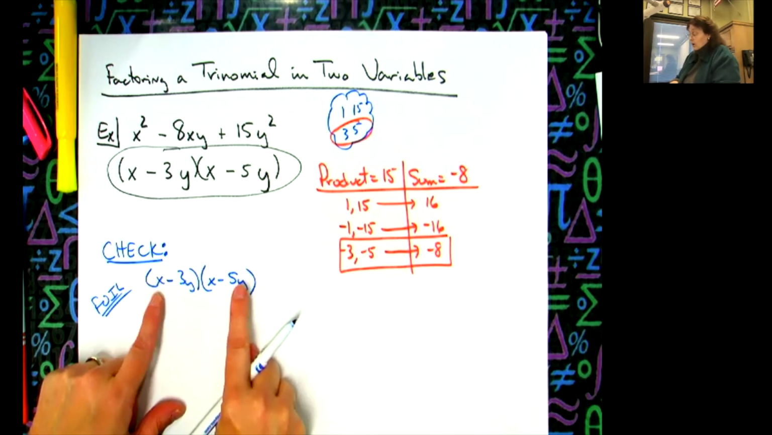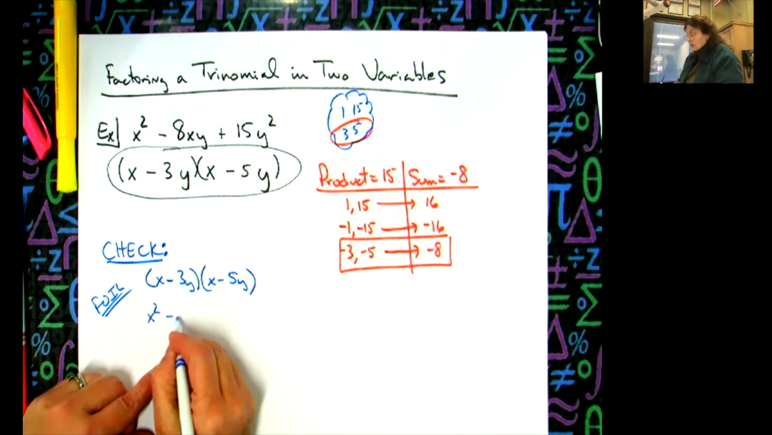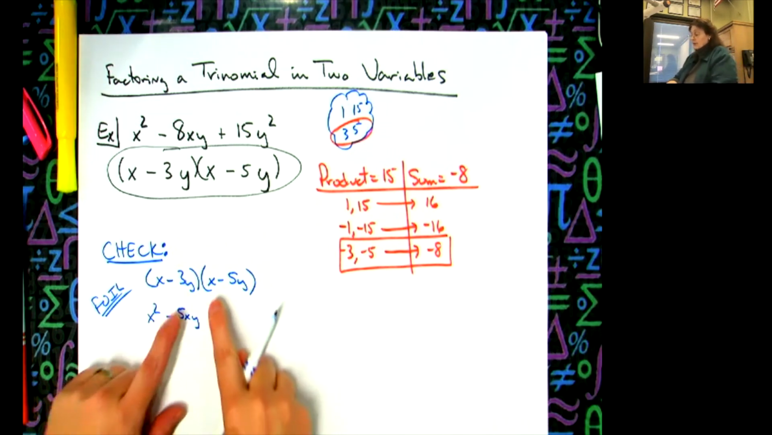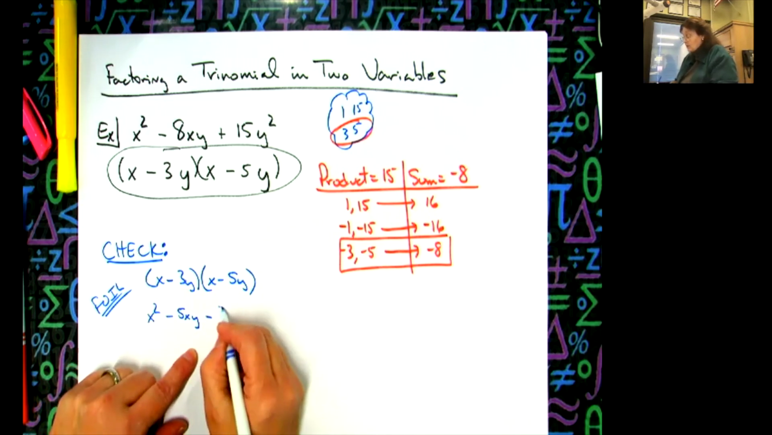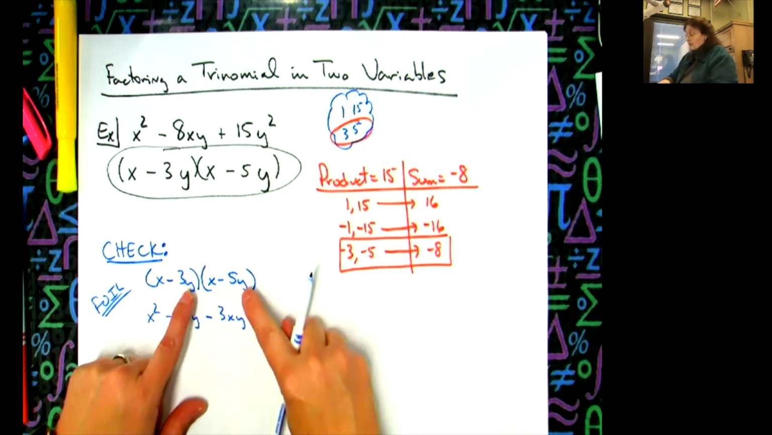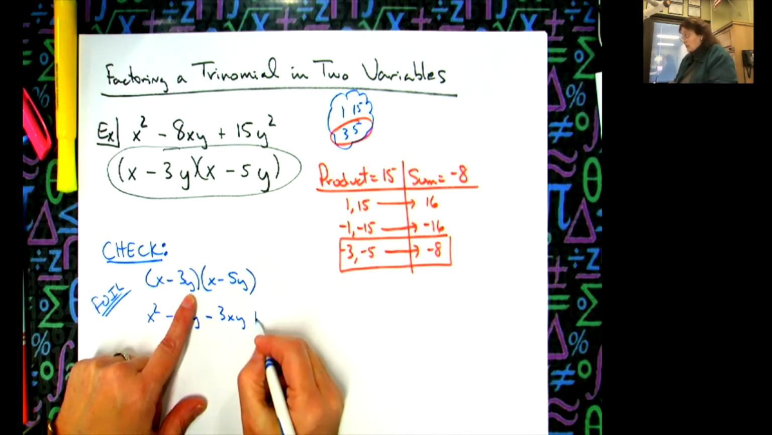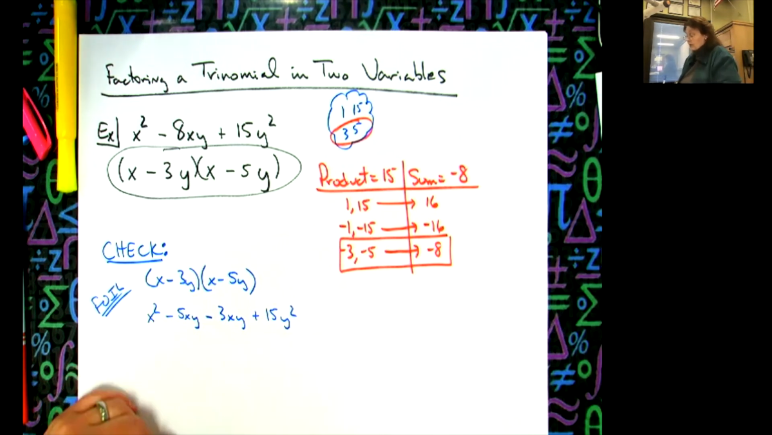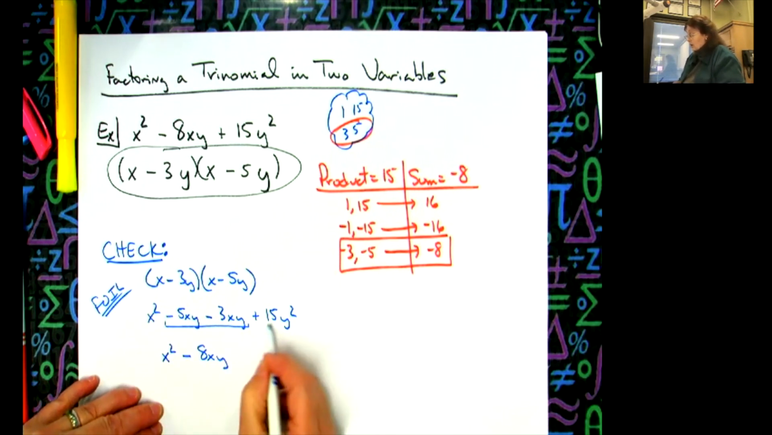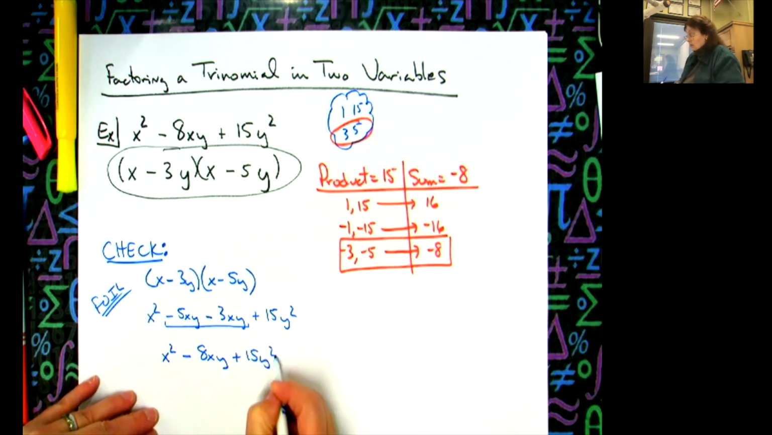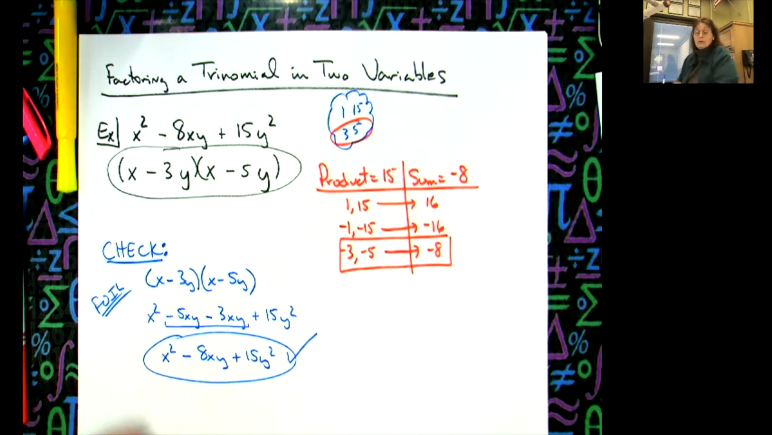If I multiply my outside terms, a negative 5y and x is going to give me a negative 5xy. If I multiply inside terms, putting them in alphabetical order, a minus 3xy. If I multiply my last terms, negative times negative is going to give me a positive 15, and 2 y's there will give me a y squared. Putting these together, x squared. These are like terms, so minus 8xy, and the last term, 15y squared. So it does check.